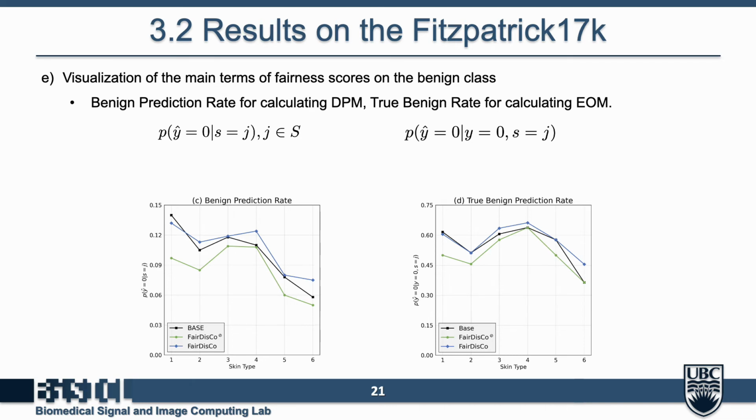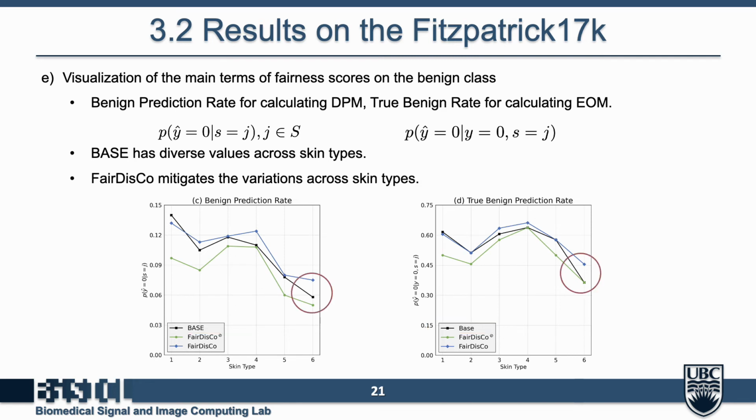We further visualize the main terms of fairness scores on the benign class. The following two figures show that the baseline has diverse values across skin types, indicating the model is affected by skin type information. However, FairDisCo presents little variation across skin types and boosts the minor skin type group's benign prediction rate and true benign rate, showing our model reduces skin type unfairness.